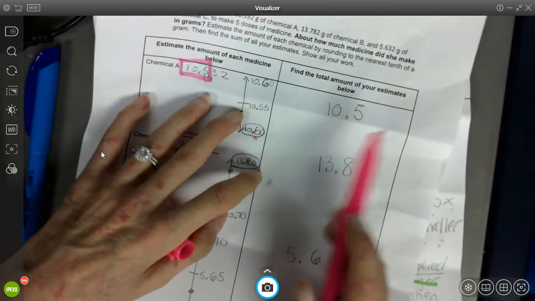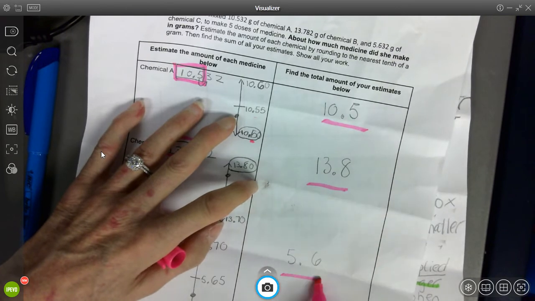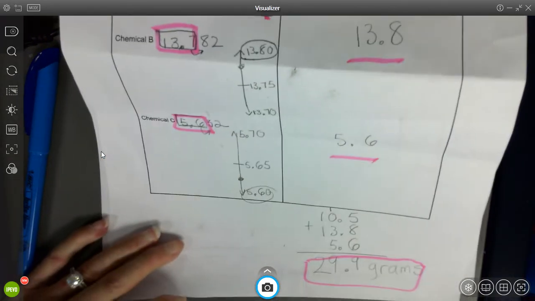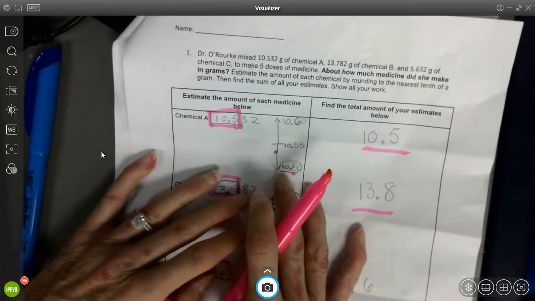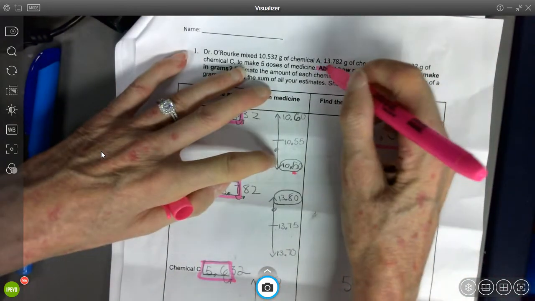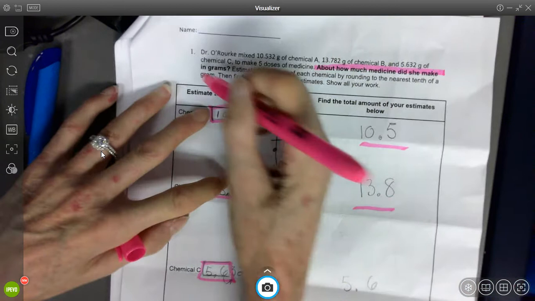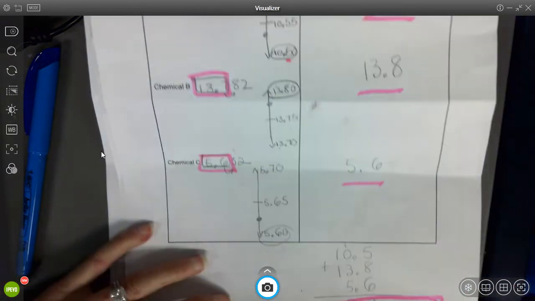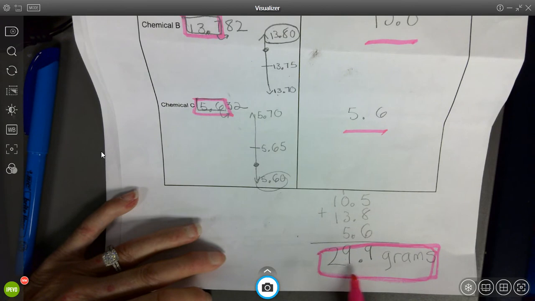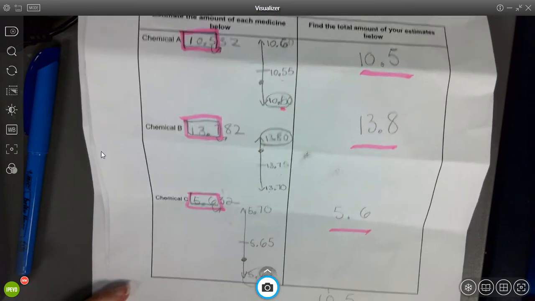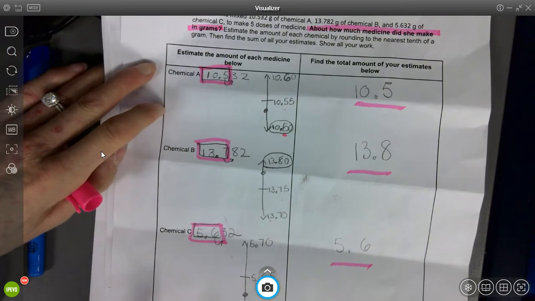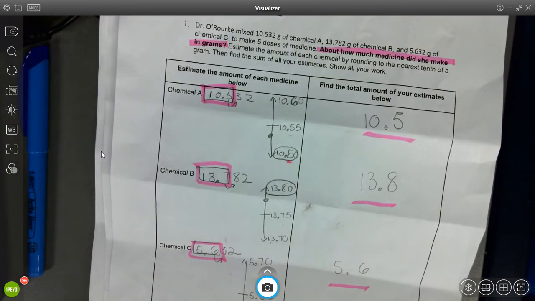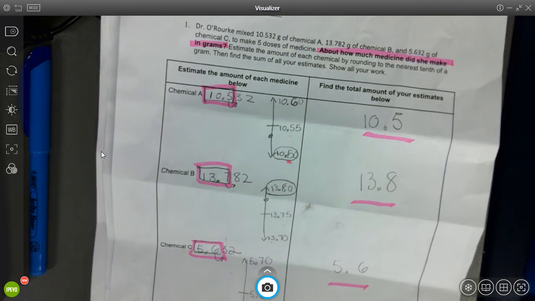You need to take every estimate you got, put them on this side, and then add them together. You can use your sleeves to get a final answer. Because the question is asking us, how much medicine did she make in grams? So we would say she made about 29 9/10 grams of medicine. And again, we've gone through this together. So pause the video, make sure you have your answers. And if you can do all these things, you are 100% prepared. We know you're going to do great.